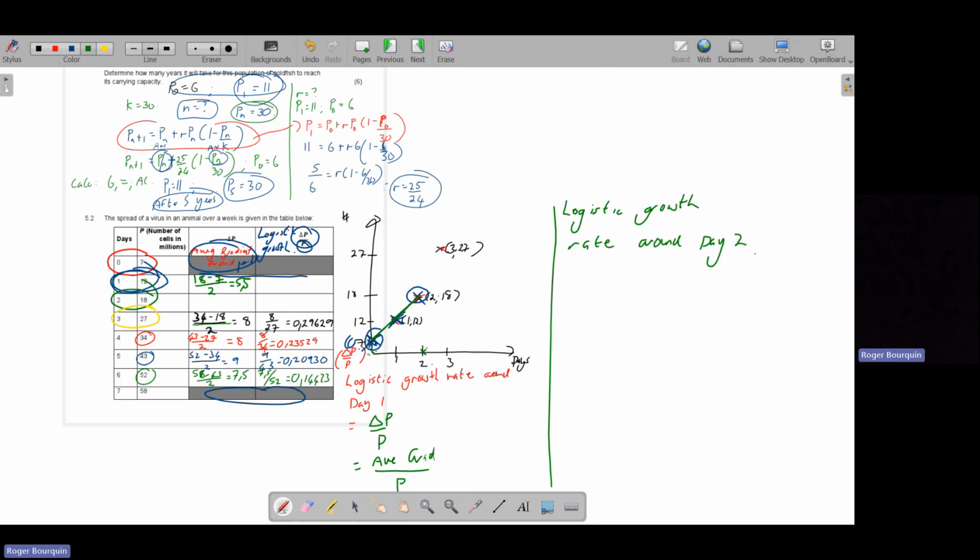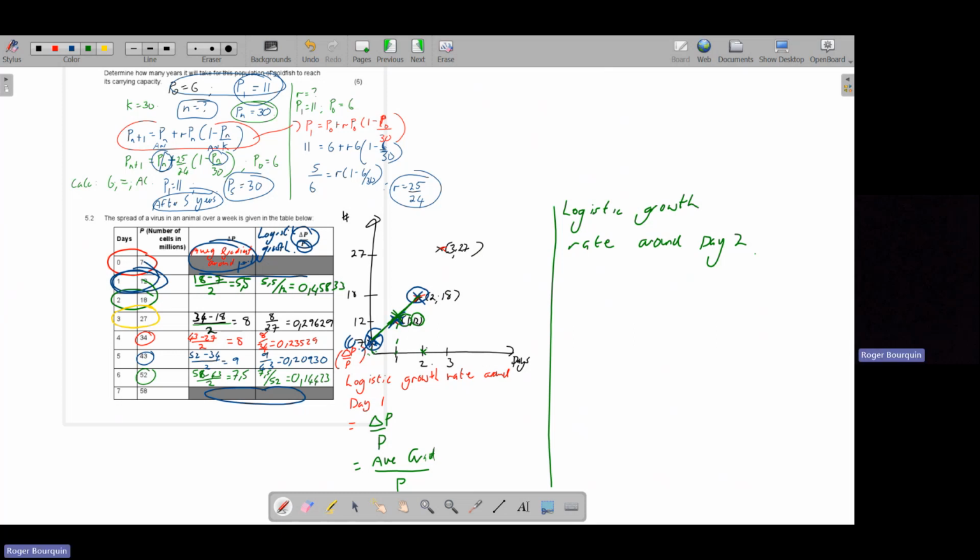That's your average gradient, but they want the logistic growth rate. So the logistic growth rate is the average rate of change divided by the function of population, which is 12. So you're going to go 5,5 divided by 12, and you get an answer of 0,45833. So that is the logistic growth rate around this point over here.